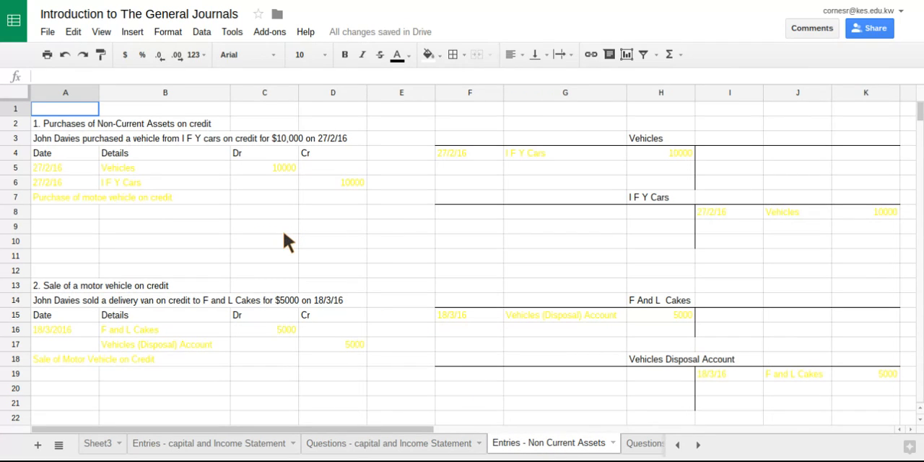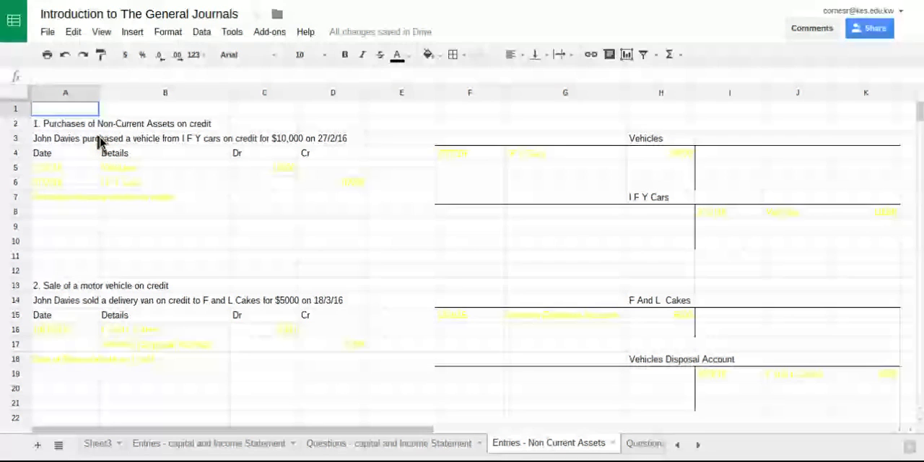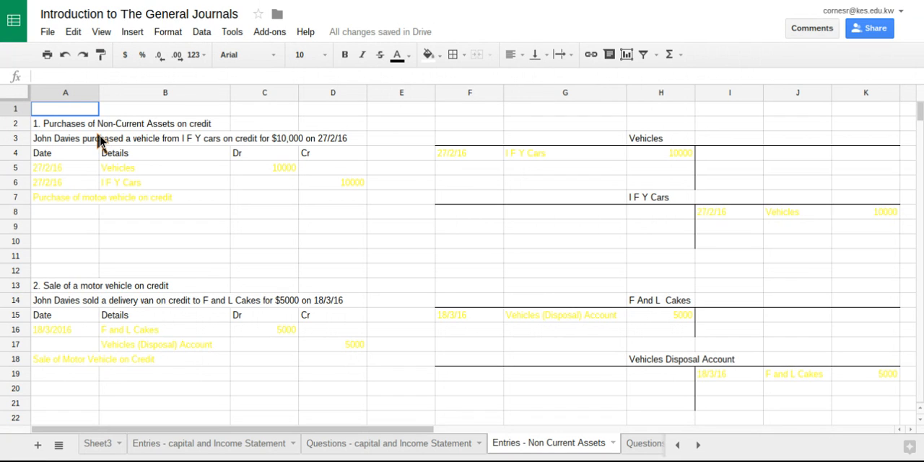Non-current assets, okay. Purchase or sale of non-current assets on credit, and only on credit, appears in the journal. The reason why cash or bank purchases of non-current assets don't appear in the journal is because they would appear in the cash book. It's only the purchase or sale of non-current assets that appear in the journal, because straightforward purchases of goods for resale or where we are selling goods, we already know those entries appear in the sales journal or the purchases journal.